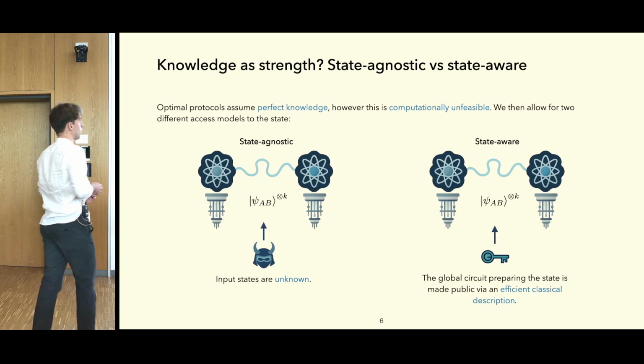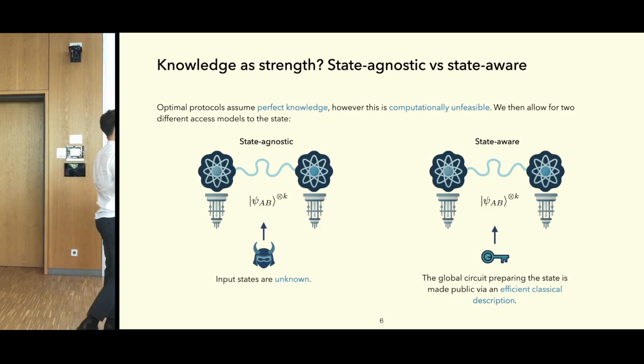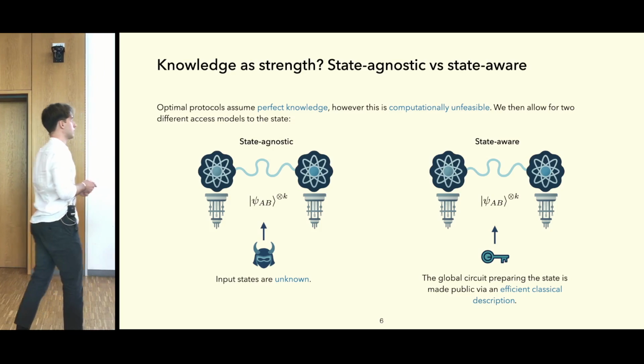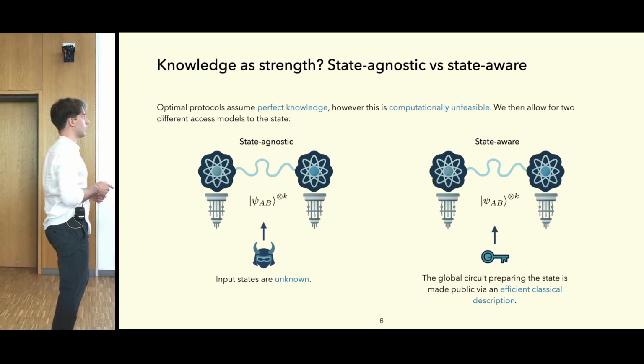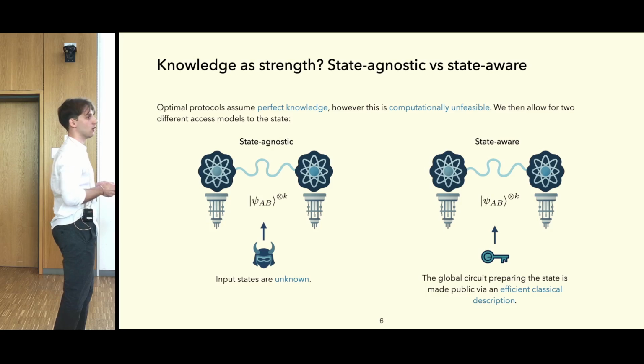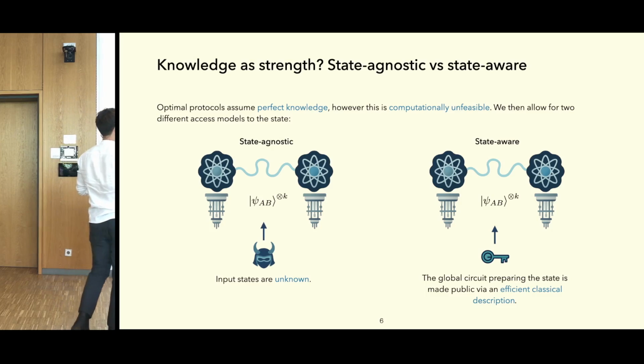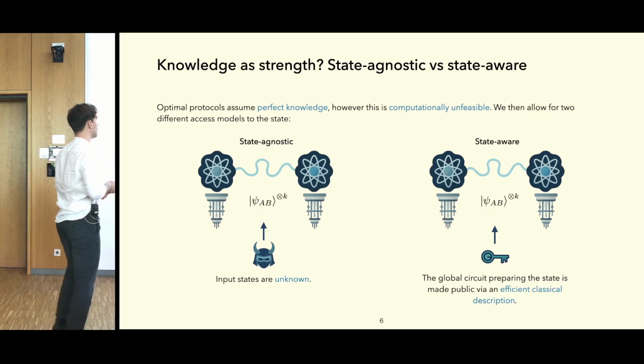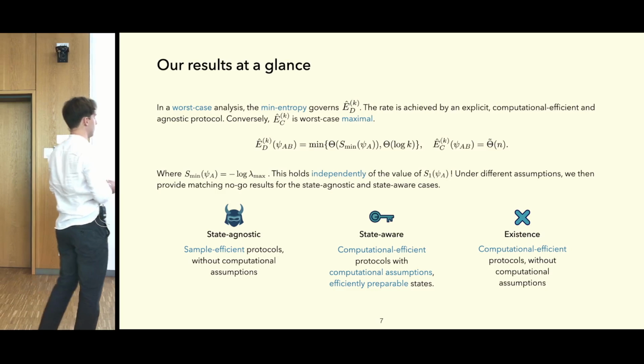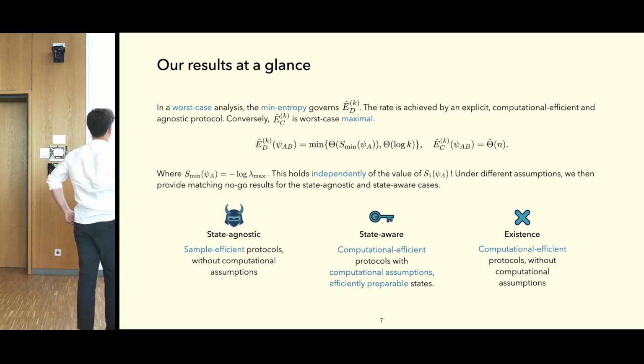Or we are in the state-aware setting, in which the two parties actually have an efficient classical description of the state. And in this case, by classical description, I mean that they have access to the global circuit that prepares the state. And we call this setting state-aware, or a public key scenario. And now let me just summarize the result that I'm going to discuss.